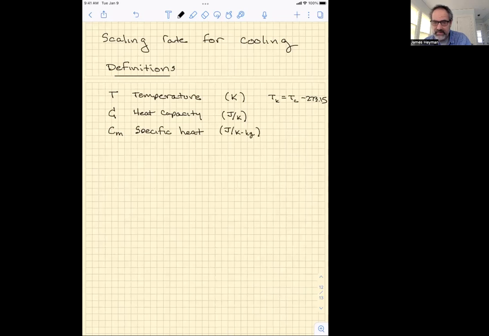Not surprising, right? You may have encountered this previously, and you might have seen other versions like the molar specific heat or the specific heat per cubic centimeter or something like that. But we'll use the specific heat per unit mass.